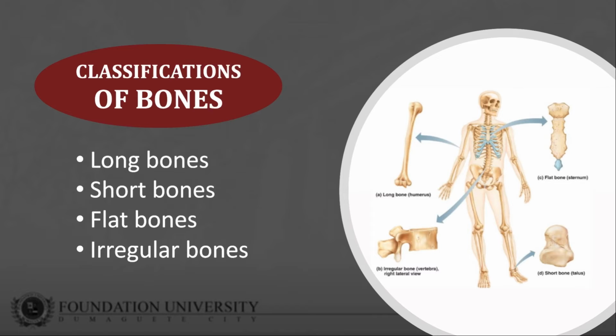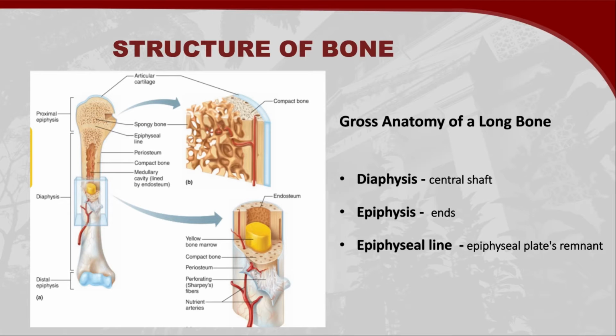Short bones are generally cube-shaped and contain mostly spongy bone. Examples are the wrists and ankles. Flat bones are flattened, thin, and usually curved, made up of spongy bone between two compact bones. Examples are the sternum and ribs. Irregular bones do not fit in any of the above classifications on a shape basis. Example: vertebrae. Next is the structure of bone.